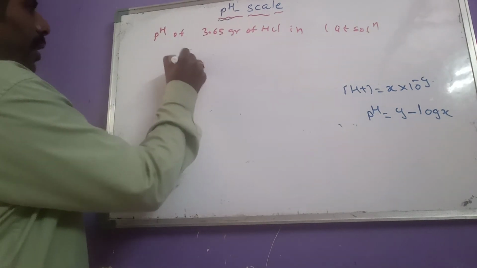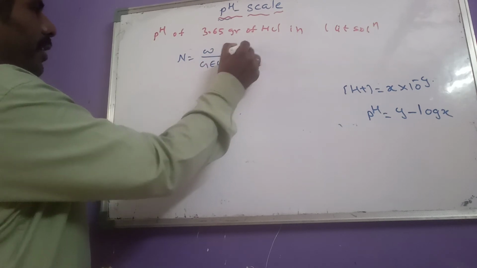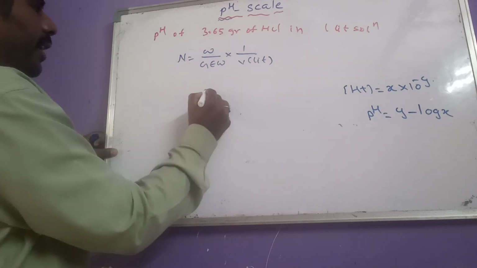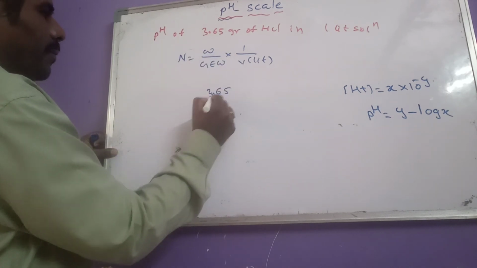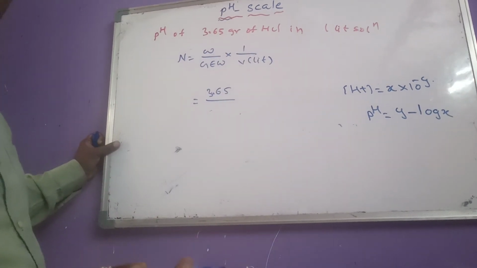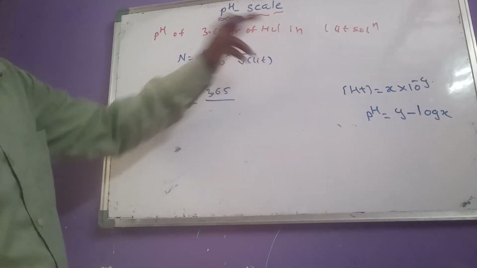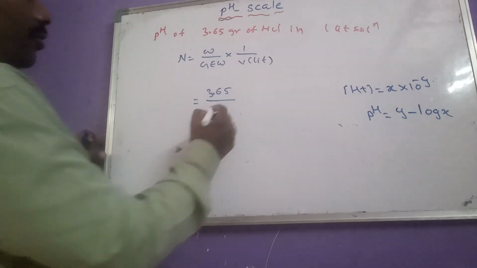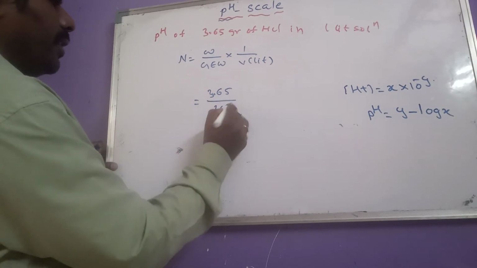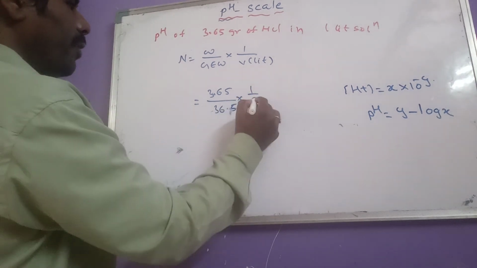The normality formula is weight by gram equivalent weight into 1 by volume in liters. Weight is 3.65 grams. Molecular weight is 36.5 for HCl. Equivalent weight is also 36.5 because it is a monobasic acid. So now, 3.65 by 36.5 into 1 by volume, given as 1 liter.